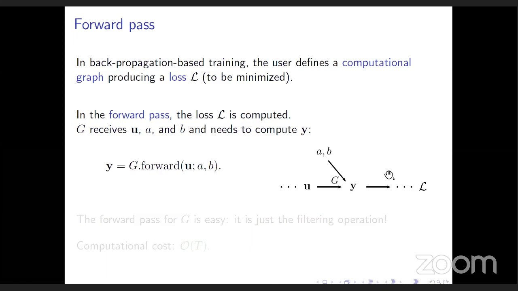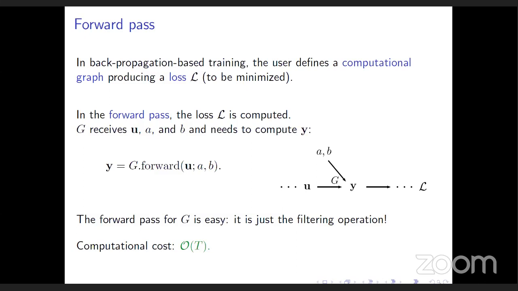This is a representation of a computational graph, but in particular, we show the transfer function here. It has an input, it produces an output. Overall, there will be a loss, but we're not interested in all the steps. We just need to implement the transfer function here. So the forward pass for the transfer function is kind of simple. It's just a filtering operation that we have seen before. The transfer function has to produce y given u, a and b. And the computational cost is also linear in the number of time steps. Here it's simple, both theory and implementation.